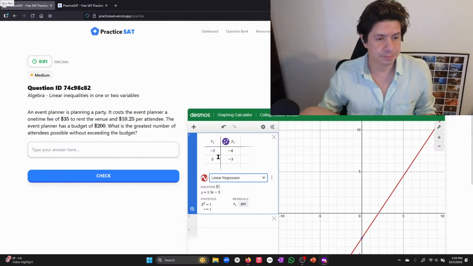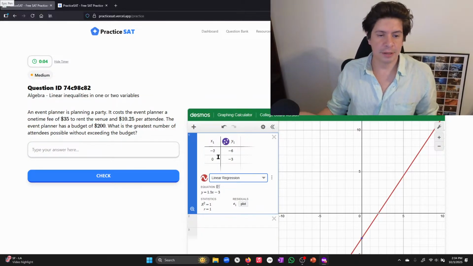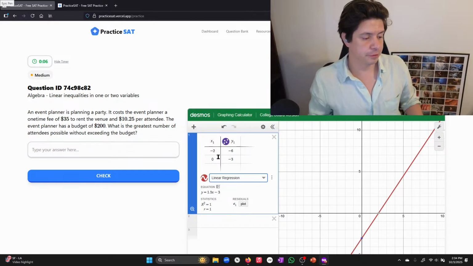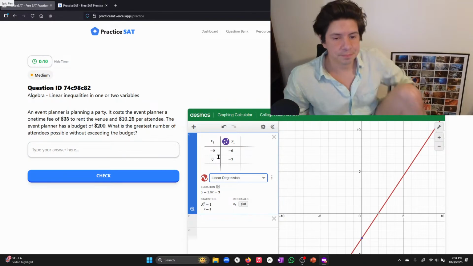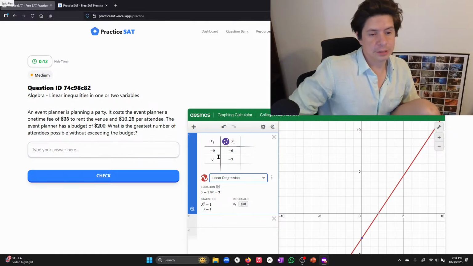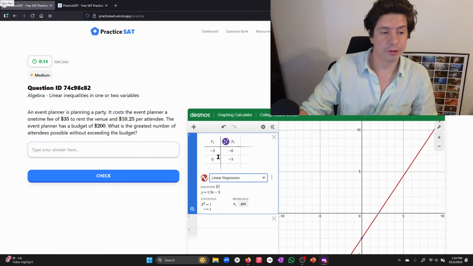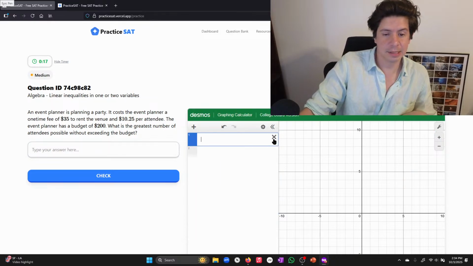An event planner is planning a party. It costs the event planner an overtime fee of $35 to rent the venue and $10.25 per attendee. The event planner has a budget of $200. What is the greatest number of attendees possible without exceeding the budget?